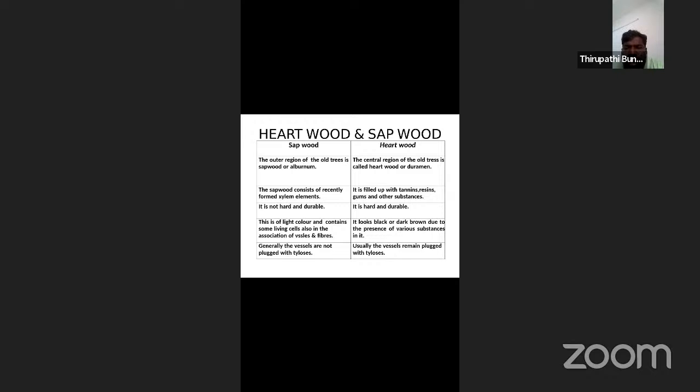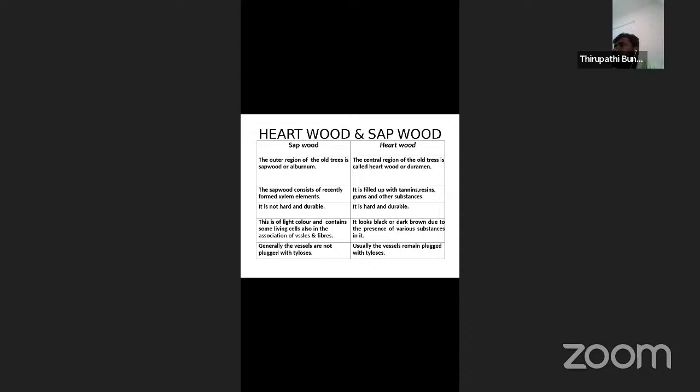This is due to the presence of various substances. That's why it looks like a dark, thick region. Various materials are there, that is tannins, resins, gums. The vessels are generally not plugged with tylosis in sapwood, but in heartwood the vessels usually remain plugged with tylosis. Tylosis is present only in heartwood.